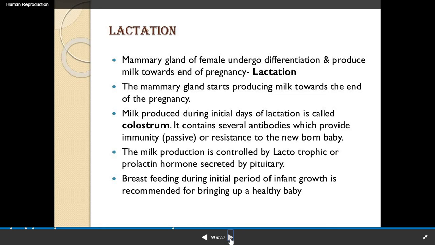So students, here we end chapter number 3. In this session we have completed what changes take place during pregnancy, how embryo development occurs, what parturition is, that is the end of the gestation period and the delivery of the fetus, and after that how the mammary gland becomes functional and releases milk which is rich in antibodies.